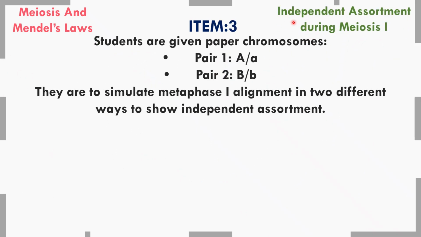Let's now look at independent assortment during meiosis. Item 3. Students are given paper chromosomes. Pair 1, capital A, small a. Pair 2, capital B, small b. They are to simulate metaphase 1 alignment in two different ways to show independent assortment.